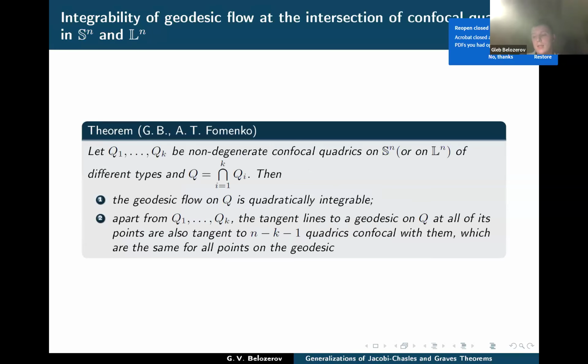So, the generalized Jacobi-Chasles theorem for these spaces is true, and it states that if Q_1, ..., Q_k are non-degenerate confocal quadrics on the sphere or on Lobachevsky space of different types, and Q is the intersection of these quadrics, then the geodesic flow on Q is integrable, and the second part of the theorem is also the same as for Euclidean spaces.